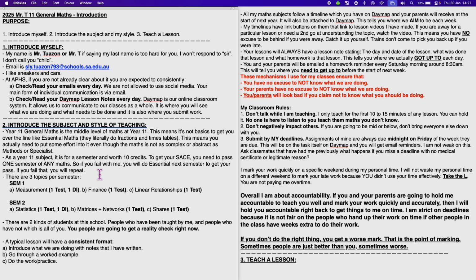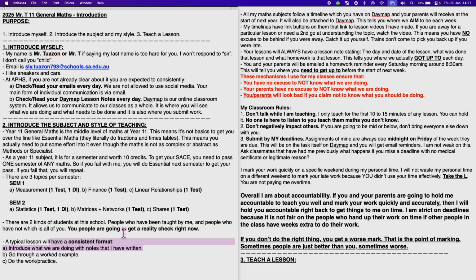So a typical lesson is going to have a consistent format. I do the same thing every time because it's reliable and I'm freaking confident. Okay? I introduce what we're doing with notes that I've written, you go through a worked example, and then you just practice. Most of the time my teaching will be 15 or 20 minutes. I'm going to talk a lot today because I have to introduce myself and then teach the lesson.